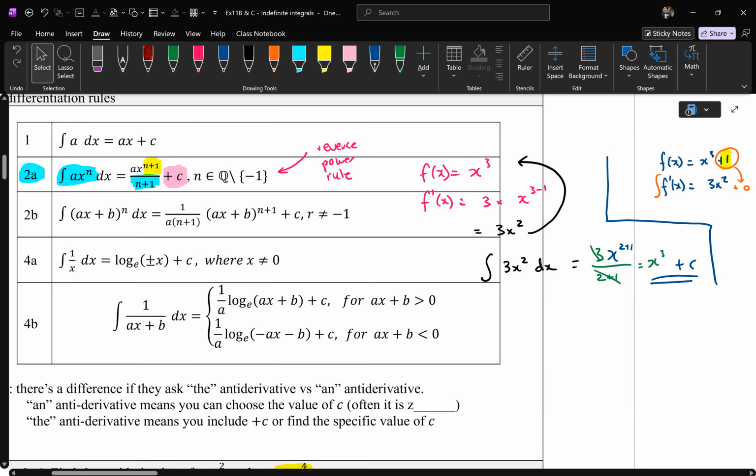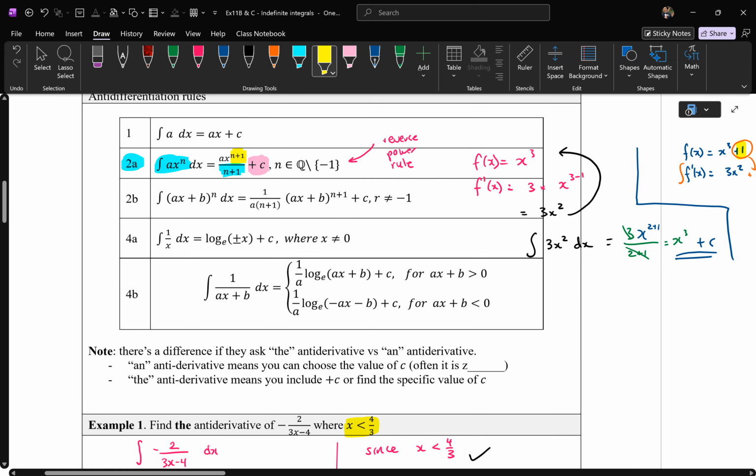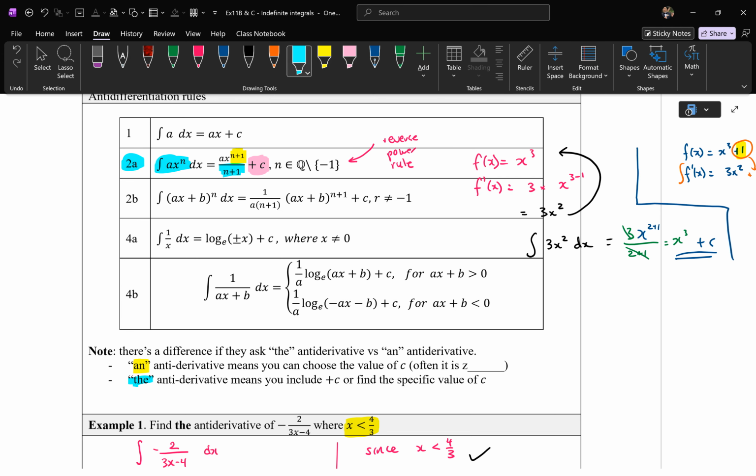Now, at the very end, I did put a note here, which in the exams you have to be careful. There's a difference in the wording if they ask you to find an antiderivative versus the antiderivative. An antiderivative, if you see that in the exam question, it means that you have to give me one antiderivative equation. So C could be any number. Traditionally, it could be 0 because that's one version of it. So when you see an, often the answer will then be just x cubed. No plus c, plus 0.